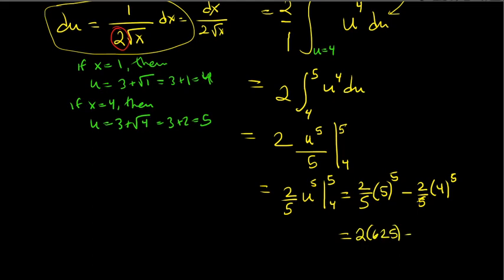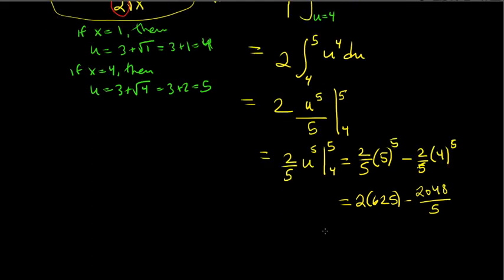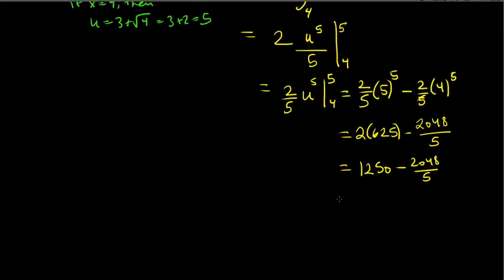And then, unfortunately, this is not going to be divisible by 5. So what's 4 to the 5? I think it's 1024. And in fact, 2 times 1024 is 2048, all over 5. So I guess we're going to get 1250 minus 2048 over 5, which is some number. Maybe let's get a common denominator.